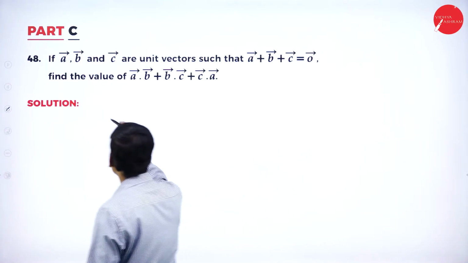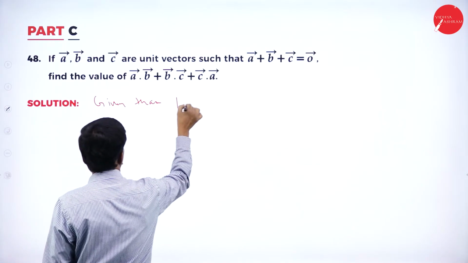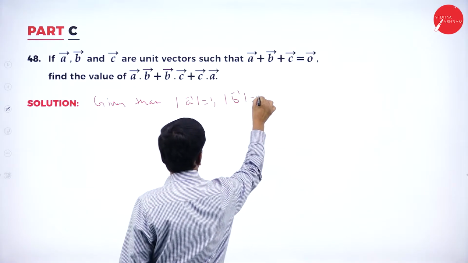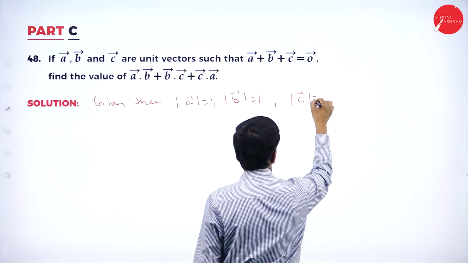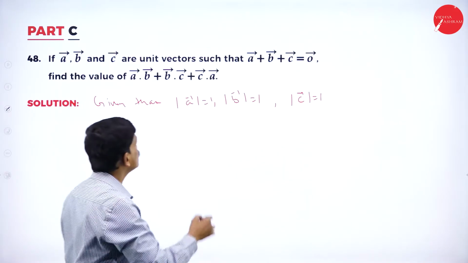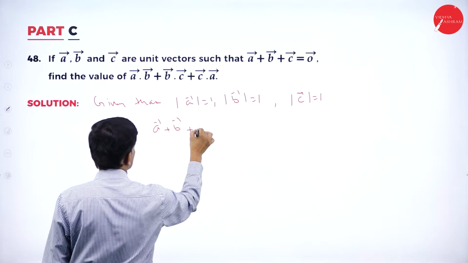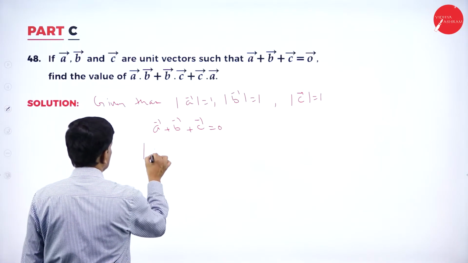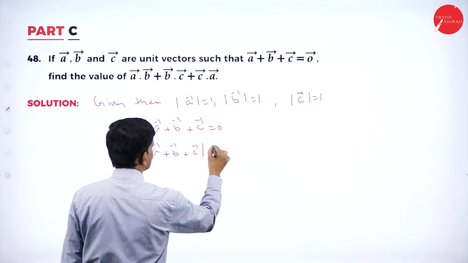Now what is given? Given that a, b, c are unit vectors, length of a is 1, length of b is equal to 1, length of c is 1. This is given. Further, what is given? Vector a plus b plus c is equal to 0. So we can write the magnitude of a plus b plus c is equal to 0.